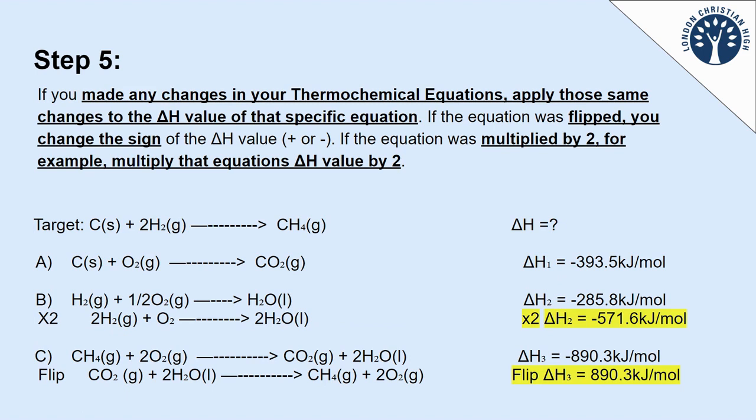The fifth step is to apply any changes you've made to an equation to their delta H value. For example, if an equation were flipped, you would flip the sign of the delta H value. If you were to multiply an equation by 2, you would multiply that equation's delta H value by 2. If you were to divide an equation by 3, you would divide that equation's delta H value by 3.